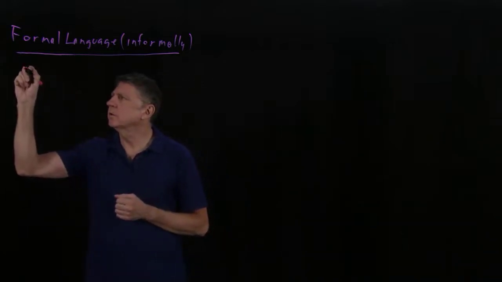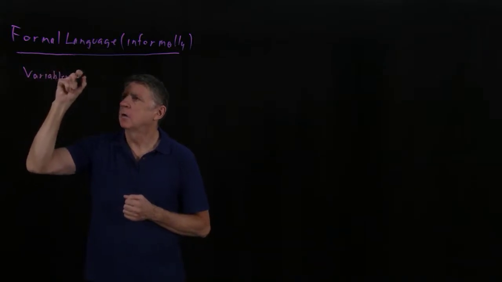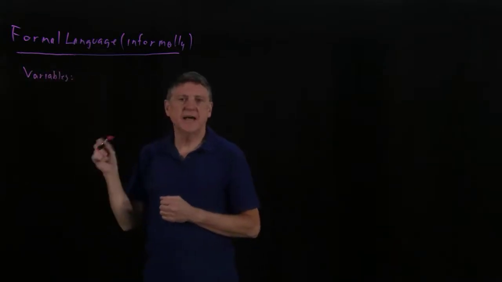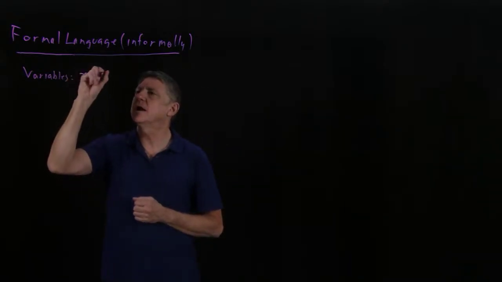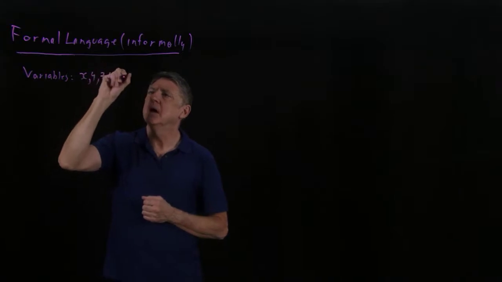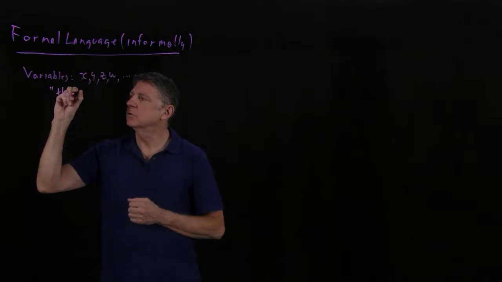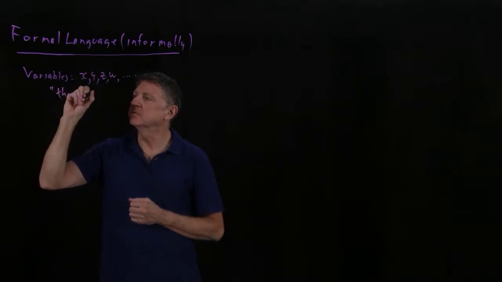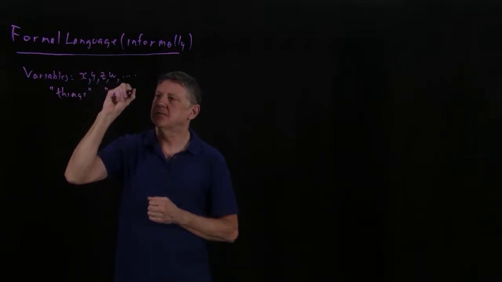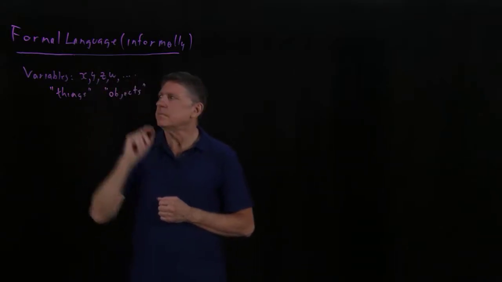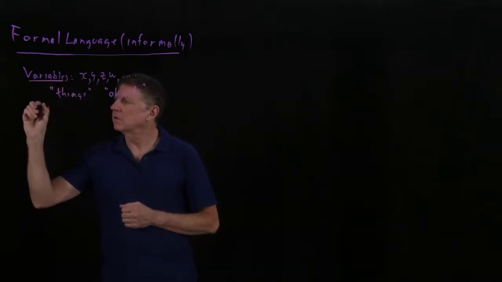So to start with, we'll say that variables are written using the last part of the Latin alphabet. So we'll use things like X, Y, Z, W, and so on. And these are, let's put these in quotes so that we're not defining them, we're just referring to them, things or objects. And so variables are our first idea.